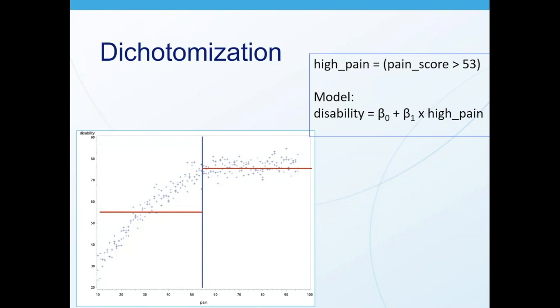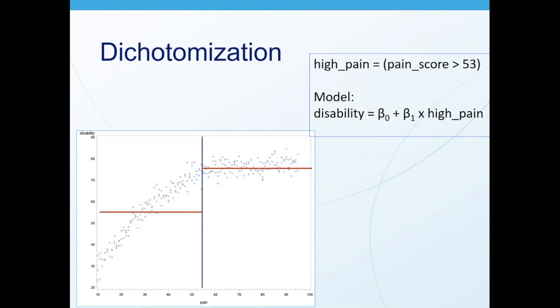I've said that everybody with low pain, anybody with a score below 53, is going to have an outcome of about 55, a disability score of 55, and that just clearly does not capture what's going on in the data. Because of the way I happen to have simulated the data, I'm actually doing quite a good job of capturing what happens for people with higher pain. They're all predicted to have the same level of disability, a disability score of around 76.